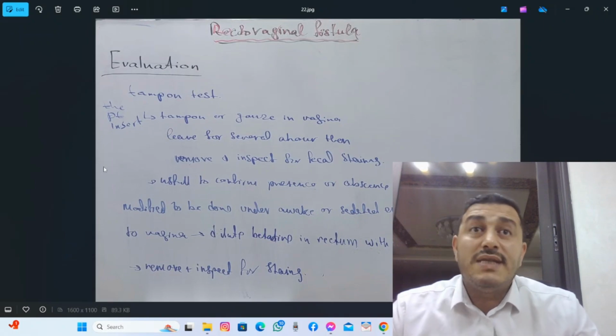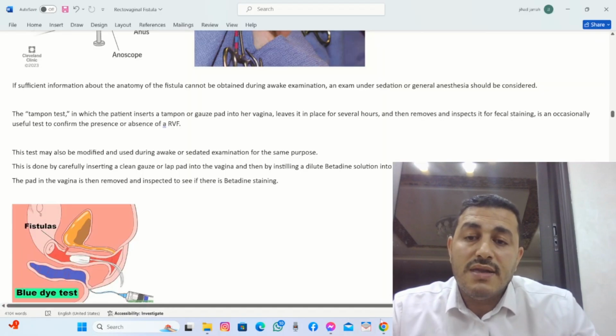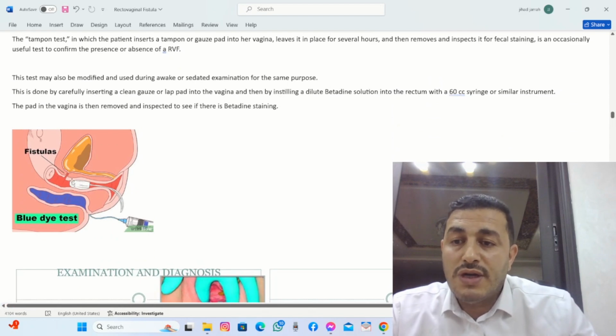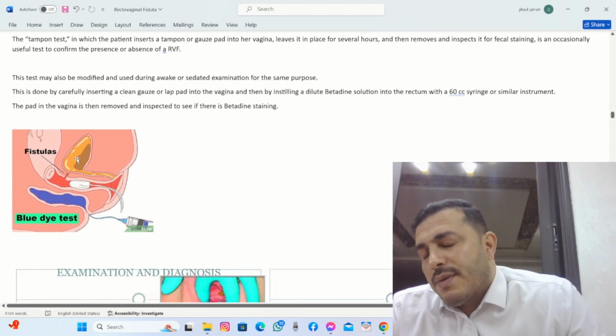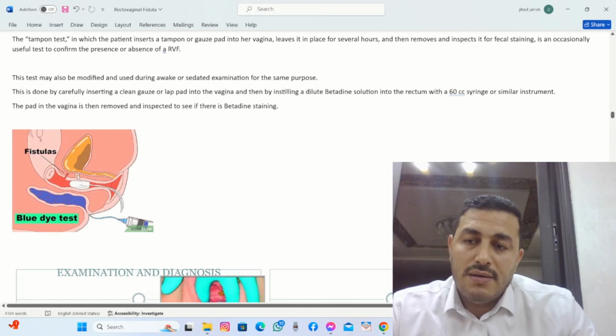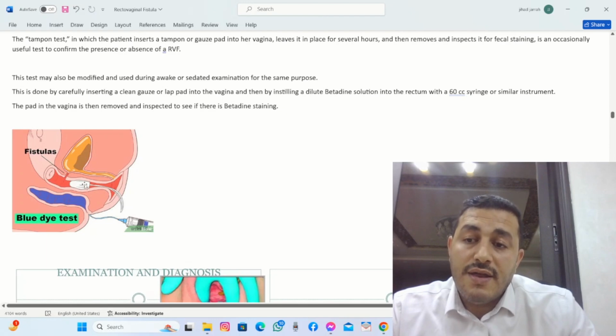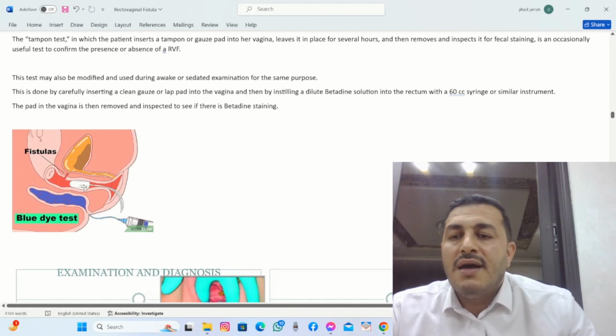We have a concept which is selective, it's not mandatory to use it. We call it the tampon test. Actually, as you see in this picture, it's a tampon. In this picture, we have a fistula between the urinary bladder and the cervix or the upper vagina. Here, this is an imaginary photo, if we have a fistula between the rectum and the vagina, the tampon will get stained with feces.